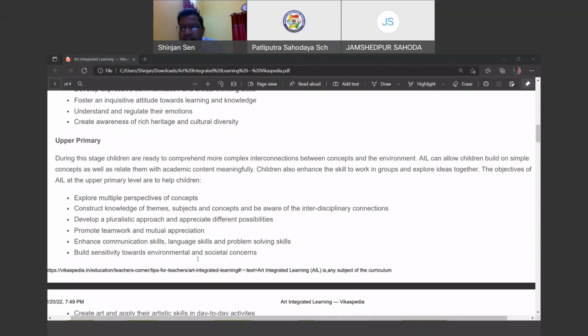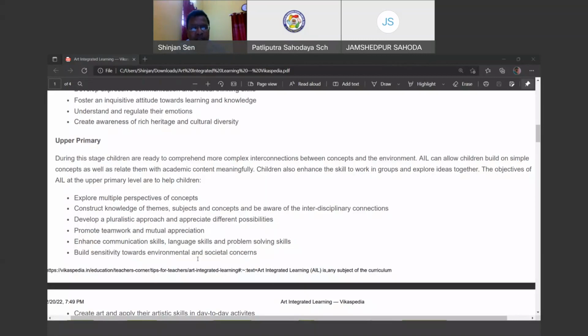Art integrated learning can allow children to build on simple concepts as well as relate them with academic content. Simple things, and they will start thinking. Develop a pluralistic approach and appreciate different possibilities. Not only will they be focusing on one, they will try to interlink with one another. One art form with another art form, then a third art form, this way and that way. That creates more avenues for learning.